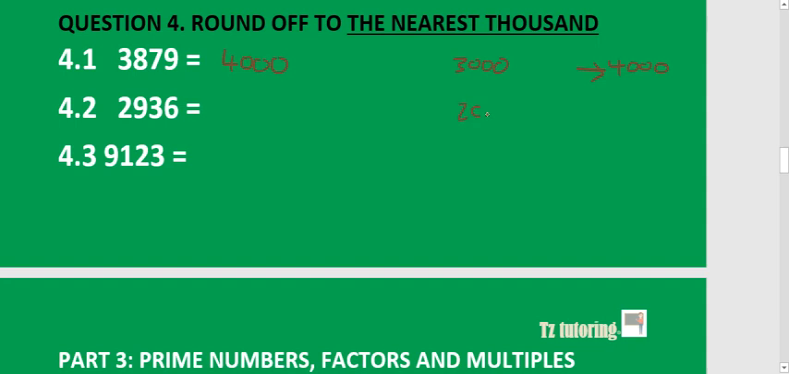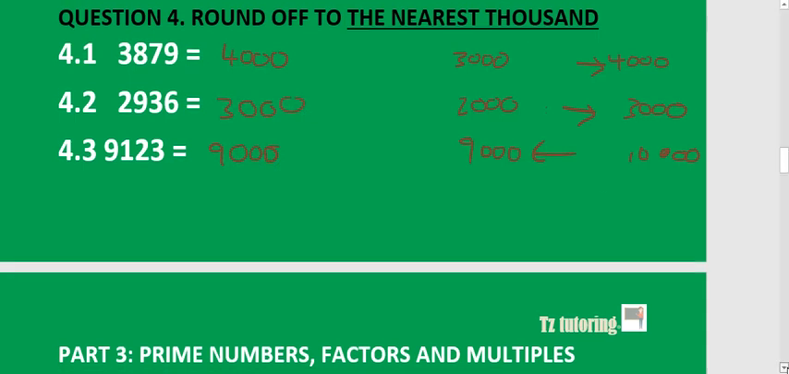2,936 is between 2,000 and 3,000, and 2,936 is closer to 3,000. That number is between 9,000 and 10,000, and it's closer to 9,000. Okay, so that's basically how we round off numbers. Okay, let's move on to the next part.